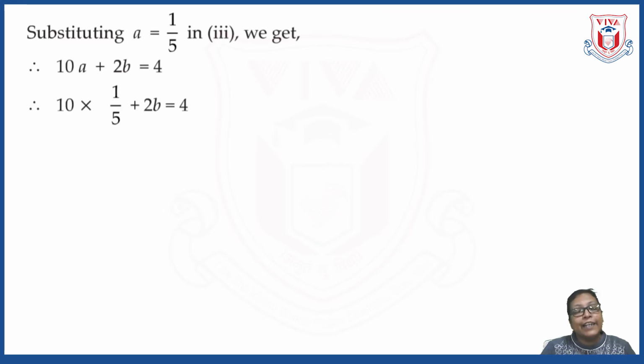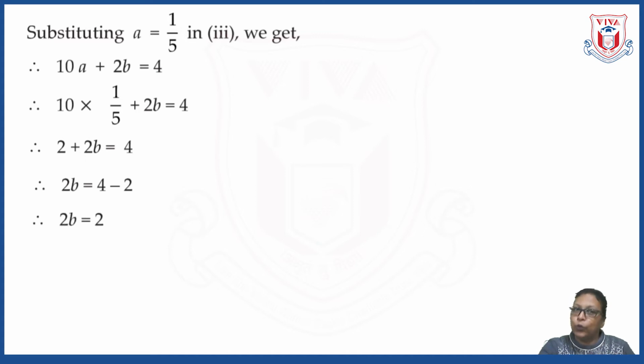Now this 5 will get cancelled with 10. So what we will get? 2 plus 2b is equal to 4. From that, 2b is equal to 4 minus 2, and 2b is equal to 2. And therefore the value of b we will get as 1. Okay. So the value of a is known to us, that is 1 upon 5, and the value of b is 1.